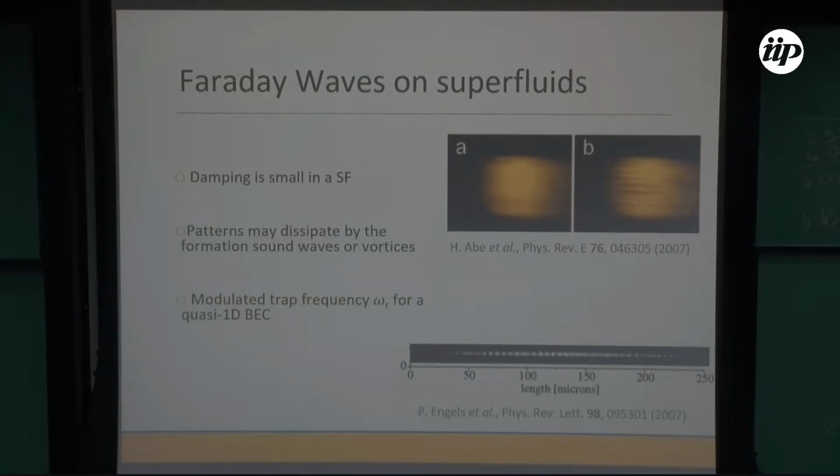So I'm not going to annoy you, but on the experimental side of that question, there are only 2 or 3 published papers that we know of that clearly show this pattern on a superfluid. This is in helium-4, and this is in atomic rubidium-87 condensate by Peter Engels and Abe from Japan.